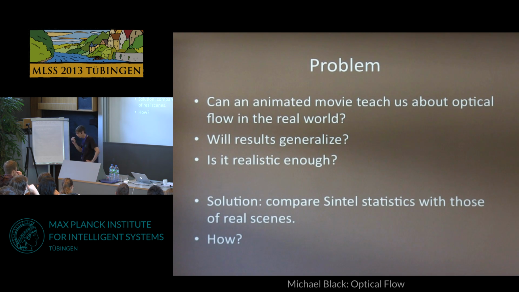So the problem is, what can animated movies teach us about optical flow in the real world? As soon as you start to do anything in computer vision that uses graphics data, everyone gets really nervous and asks, is it realistic enough?